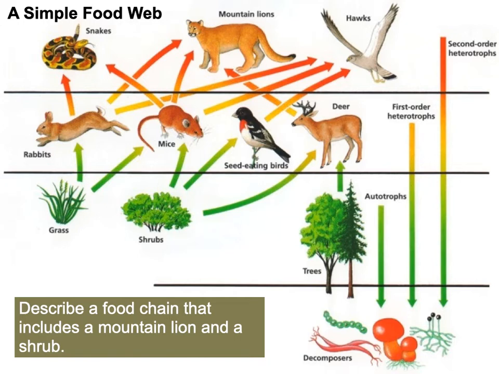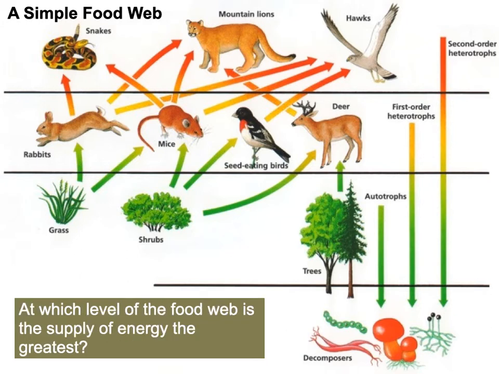Can somebody describe for me a food chain that would include both a mountain lion and a shrub? What would be a food chain that includes both? Here's a shrub. Here's a mountain lion. What would we do? What do you got? Excellent. So shrub to mouse to mountain lion. Or we could go shrub to deer to mountain lion, right? You might see a question like this on your test, actually. It's pretty easy, though. You just start with the producer and work your way up to whatever we're talking about. So there's loads of different food chains within that food web. Okay, I'm going to ask you some questions here just so you can see how this works, and you might see some of these on the test.